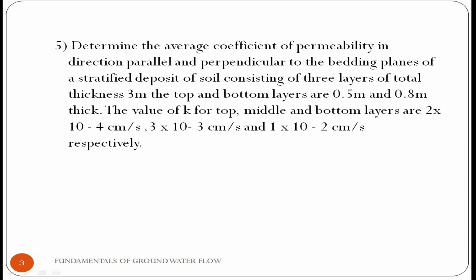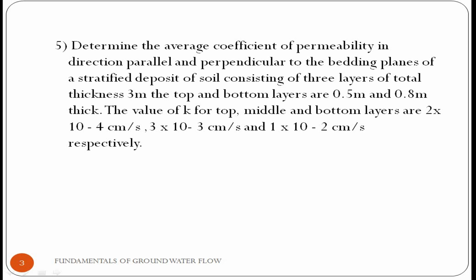So here in this problem we have to determine the average coefficient of permeability in direction parallel and perpendicular to the bedding planes of a stratified deposit of soil consisting of 3 layers of total thickness 3 meter. The top and bottom layers are 0.5 meter and 0.8 meter thick. The value of K for top, middle and bottom layers are 2 into 10 to the power of minus 4 centimeter per second, 3 into 10 to the power of minus 3 centimeter per second and 1 into 10 to the power of minus 2 centimeter per second respectively.